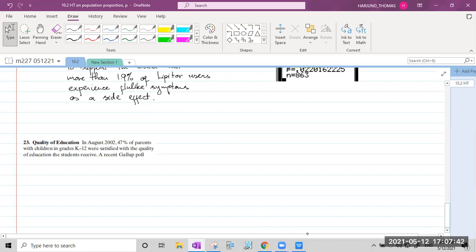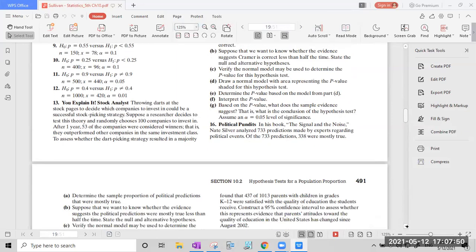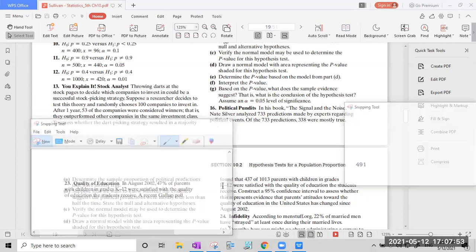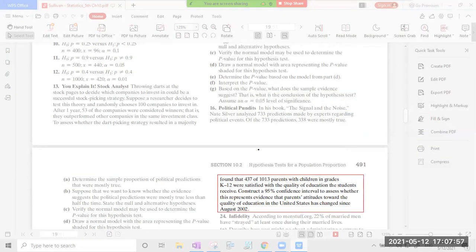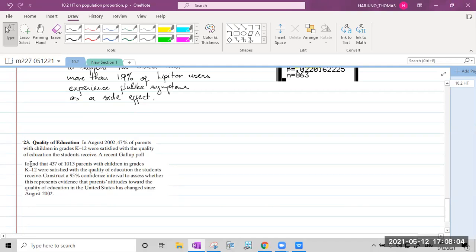In August 2002, 47% of parents with children in K to 12 were satisfied with the quality of education their students received, 47%. Now that's in 2002. A recent Gallup poll found that 437 of 1,013 parents with children in grades K to 12 were satisfied. So n is 1,013 and x is 437.